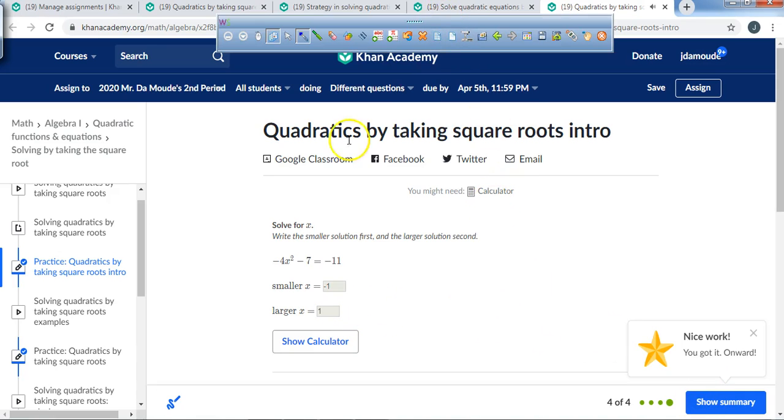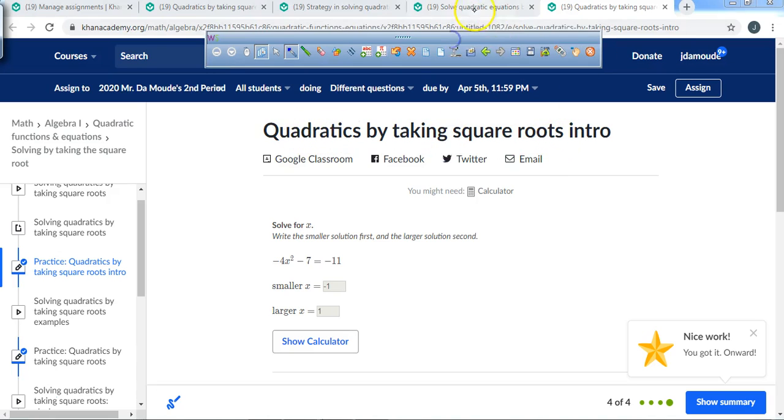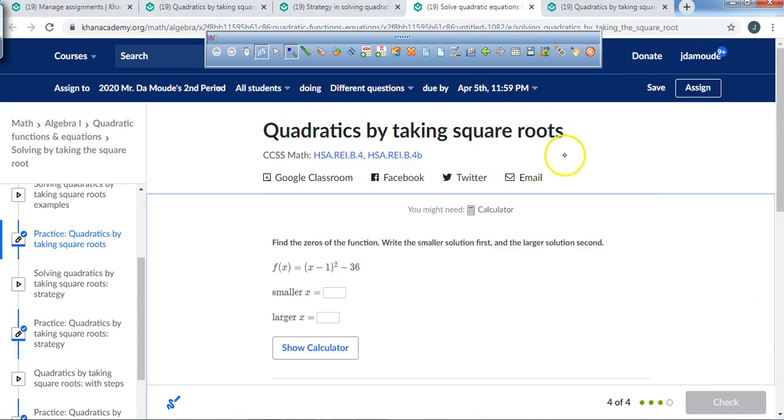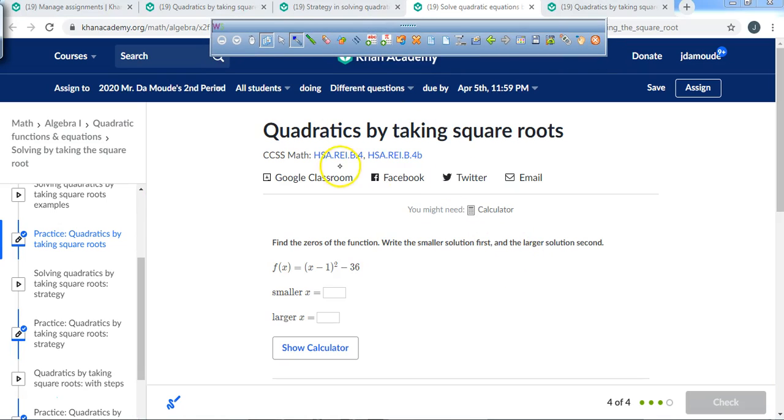Alright. So this is basically what you're going to be doing for quadratics by taking square roots intro. We'll do a little bit more difficult one here. Here's the next section. It's the same stuff. Now we're just going a little bit further. Okay. So right now it says quadratics by taking square roots.